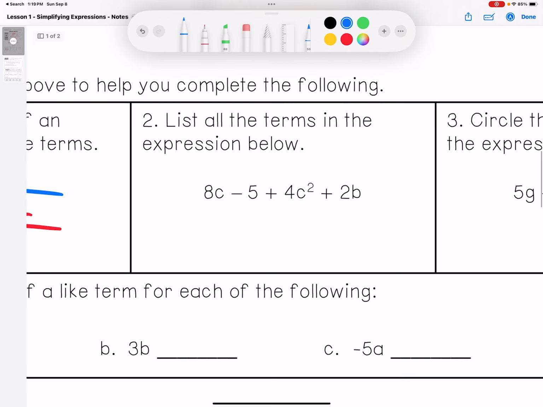All right. Number 2. List all the terms in the expression below. So we have to find all of the terms right here. There's that c. That's the only c I see, so there's 8c. What's the next one? Now, this is a big deal. You got to pay attention. I've done told you this once, but we're to that point. That is not 8c minus 5 anymore. I've done told you that there was coming a day where you could not think of it that way, and today is the day. That is a negative 5. Okay?